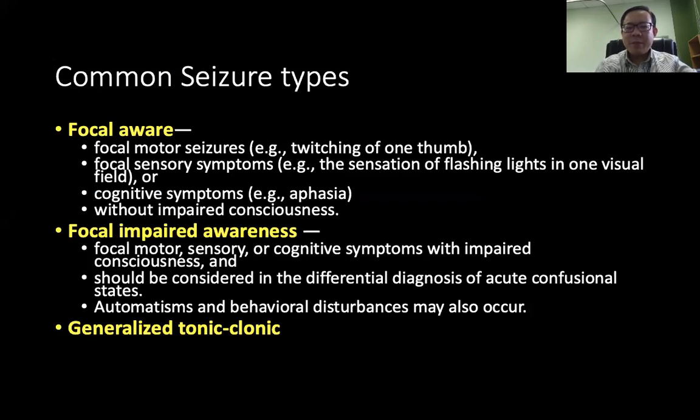But sometimes some of the focal seizure or focal status epilepticus has no clinical correlations. They are non-convulsive, and in this group, we group them under non-convulsive focal impaired awareness status epilepticus.